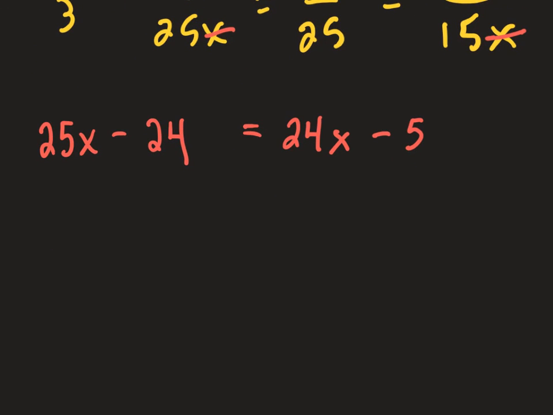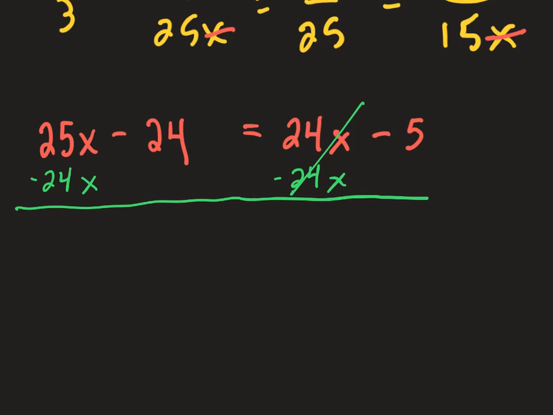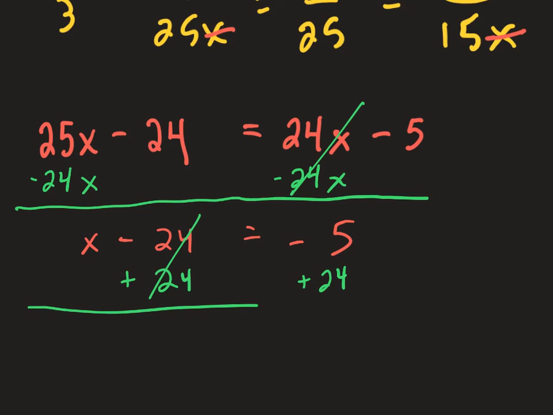So unlike number 4, we don't have any x squareds here, so we'll just solve this like normal. Don't need to set it equal to 0. We're just going to get the x's on one side, get the numbers on the other. Subtract 24x. No x's on the right now. Subtract 24x on the left. So we've got 1x minus 24 equals negative 5. And x equals 19.